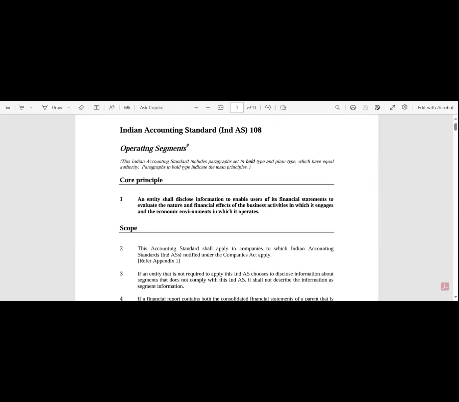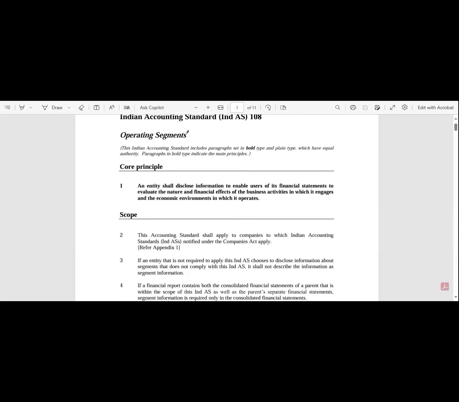We know that the financial giants, the big corporate houses, are doing different business activities. So for each and every business activity, for each and every segment, they have to disclose the financial information to the different stakeholders, and the economic environment in which it operates. The scope is also given here. These accounting standards apply to the companies to which the Indian accounting standards are notified.